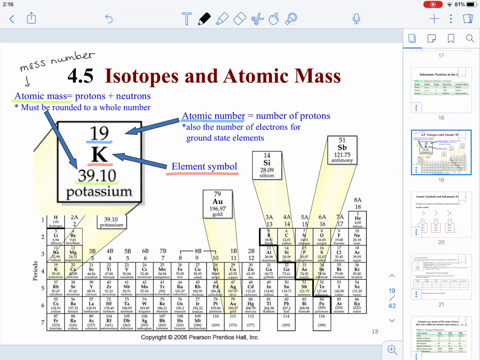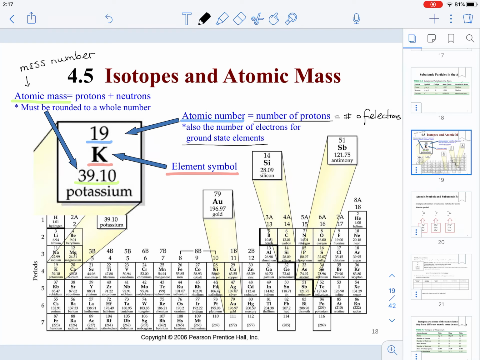Now, let's specifically understand where I can find the information for the subatomic particles in the boxes of the periodic table. As you can see here, the atomic number is going to equal the number of protons. In this chapter, we're only talking about ground state elements, so the atomic number is also going to equal the number of electrons. As established by the asterisk, this is because we're talking about ground state elements.